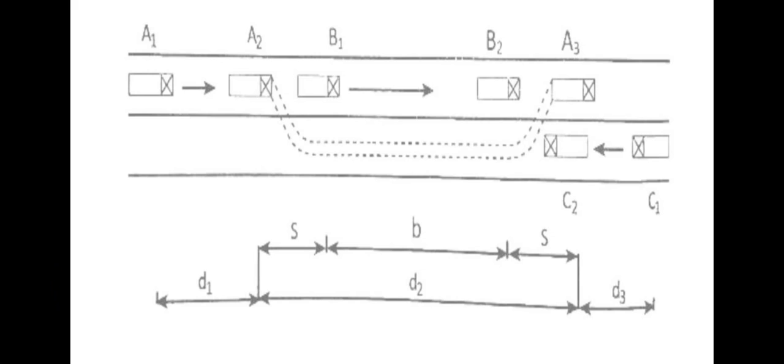But during the passage of overtaking, A2 will overtake vehicle B and the distance covered will be S plus B plus S. Simultaneously, there is one more vehicle coming from the opposite direction, that is C. Hence, that vehicle will cover a distance from C1 to C2, which is equal to D3. So in this overall operation, the total distance covered is nothing but the overtaking sight distance, which is equal to D1 plus D2 plus D3.